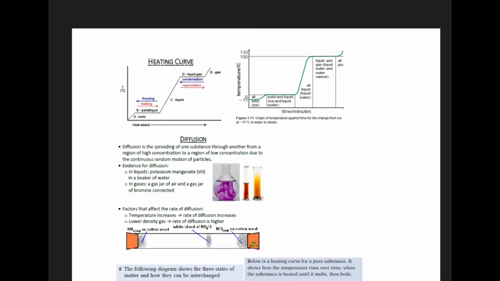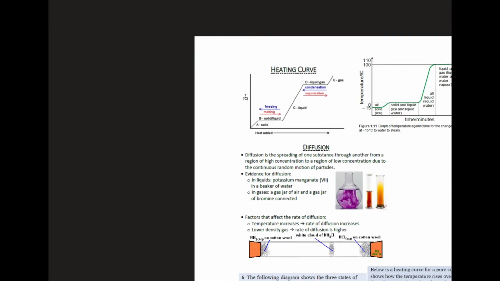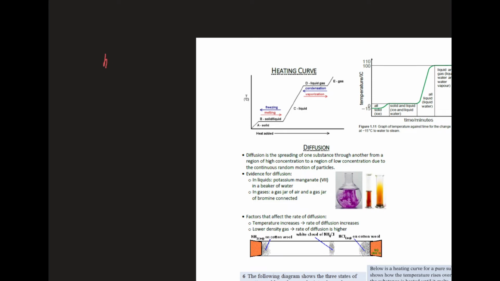Now look at the second page of this chapter. You can see the graph here where the solid melts. When it's melting, the temperature remains the same. Of course, we have to know the reasons. There is a concept here. Heat energy is supplied to the substance.